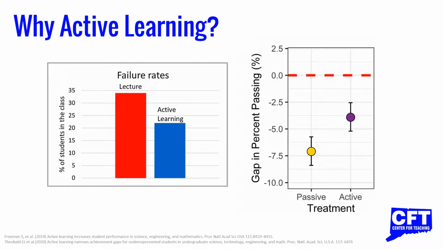Historically marginalized students, we know, have a gap not only in their prior education, but in the percent passing our courses. So what we're looking at here is another treatment of passive, which you can put the word lecture in there, and that would work, versus active learning. And so the gap in percent passing here, we're showing a narrowing of the gap with active learning. That gap is lessened, again, by about 50%. And that is huge for our students.